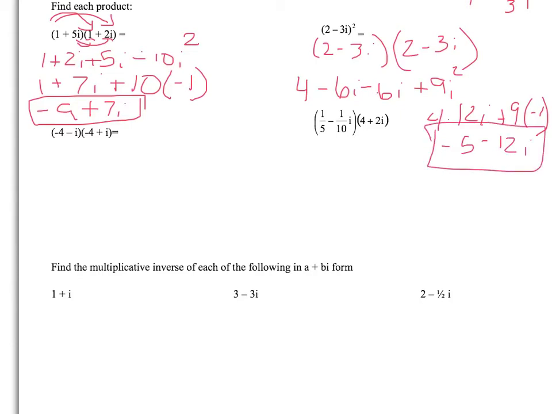I'm going to do one more. I will skip this one, ask you guys to do this on your own, and I will do this last one with you guys. So, foiling this one. 1/5 times a 4 is 4/5. 1/5 times 2i is 2/5 i. On the inside, 4 times negative 1/10 is going to be negative 4/10 i.